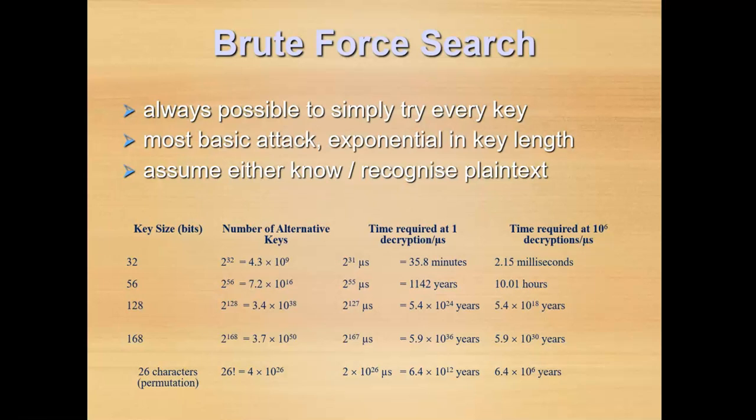So for this, if they are using private key cryptography algorithms, if the key size is 32, the number of alternative keys will be 2 power 32 keys, which is equal to 4.3 into 10 power 9 keys. So the time taken is 35.8 minutes. At 10 power 6 decryptions per second, it is 2.15 milliseconds. So depending upon the size of the key, the time taken increases. If you take a 168-bit key size, it takes 5.9 into 10 power 30 years to decrypt this key. So the time taken is very high compared to the lifetime of the information. That's all.